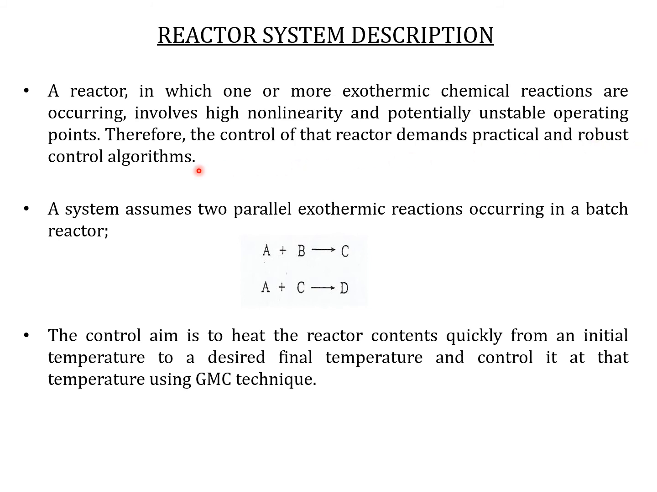Okay, control the reactors in a practical and robust way. This sort of reactor needs a practical, robust, good control algorithm without much overshoot. You can use GMC. We assume there are two parallel reactions and so on. The aim is to heat the reactor content quickly from an initial temperature to the desired temperature and control it at that temperature using the GMC technique. So a very precise technique is needed to bring it to that set point in a trajectory form.